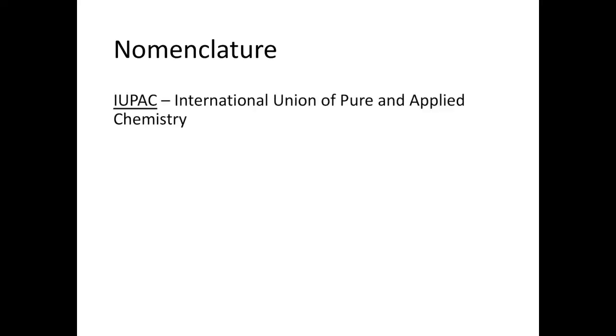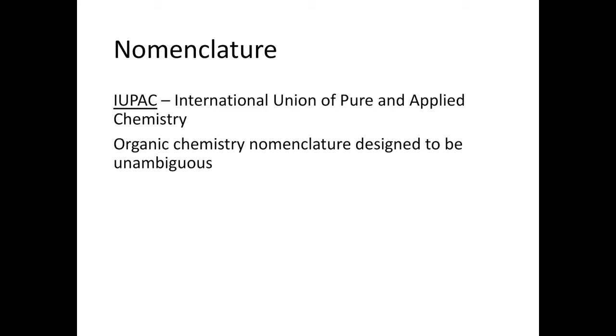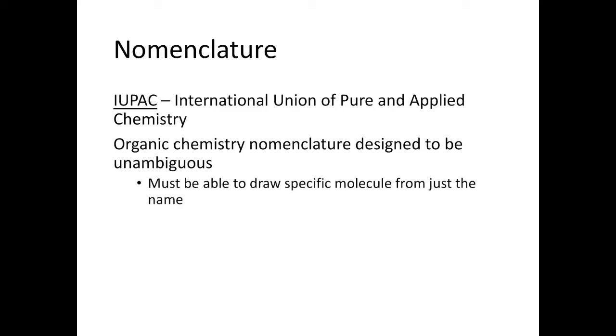IUPAC stands for the International Union of Pure and Applied Chemistry, and it's essentially the governing body that determines how molecules, atoms, any chemical substance is named, and it's meant to come up with a universal system. So in the context of organic chemistry, it's meant to define a nomenclature that's unambiguous, meaning that if there's a molecule, you can draw a specific name from it, or if there's a name, you could draw a specific molecule from that.